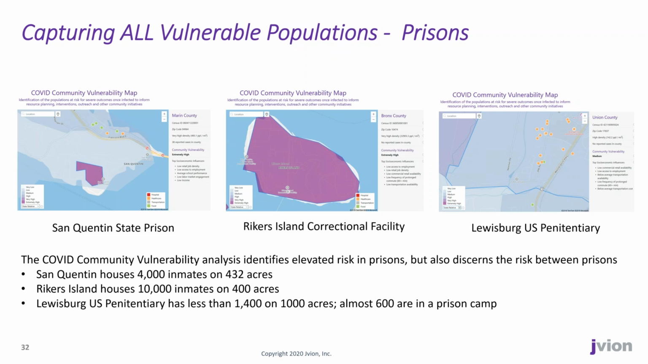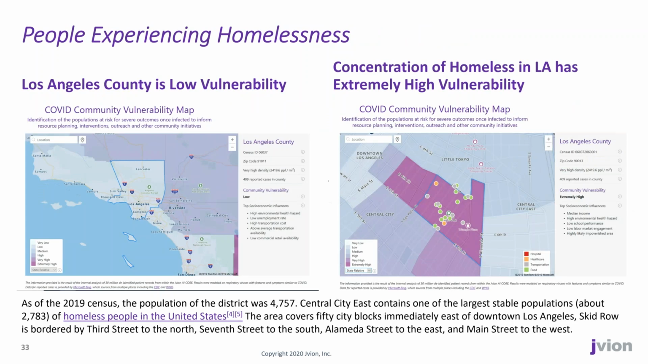Another group that we got questions about was how do we do with homeless. So if you dig into Los Angeles at a county level, you'll see that the county is at low risk, but it's known to have one of the highest areas of homelessness in the Central City East area. And when you dig into the Central City East area, you can see that becomes an extremely high risk area. So even given the problems with using the data that we have, we are able to pick vulnerable populations with regard to homelessness and prison populations from what we've seen and been able to validate.